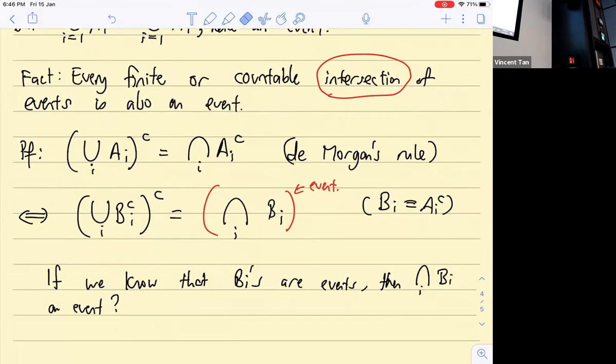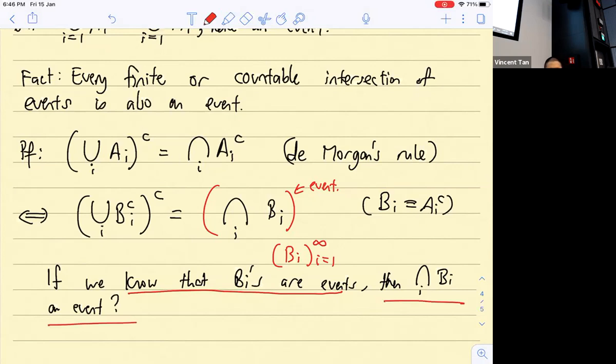Okay? So let me say that we're going to prove that every finite or countable intersection of events is also an event. How do we start? We start by fixing BIs that are events. So these BIs are events, so let me be a bit more careful. This BI, i runs from 1 to n or infinity, let's say infinity. We fix these events first. All right, we want to prove that the infinite intersection is an event. That's what we're going to prove.